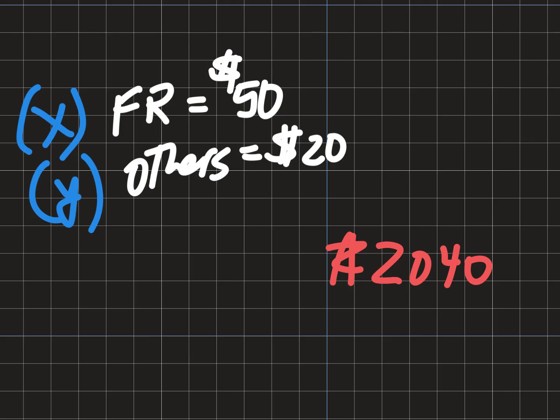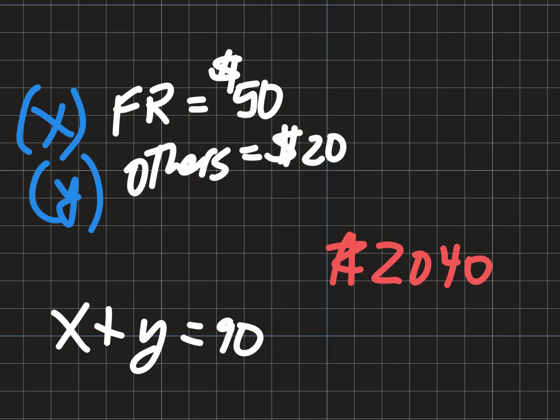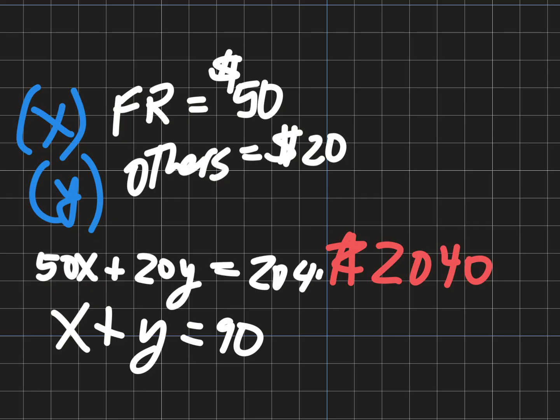All right. Let's go with 90 people attended the concert. Well, that's another equation, right? Arlo, what's the equation then if 90 people attend? X plus Y is 90. Yeah. And the other equation I should write right above it would be 50x plus 20y was equal to 2040.